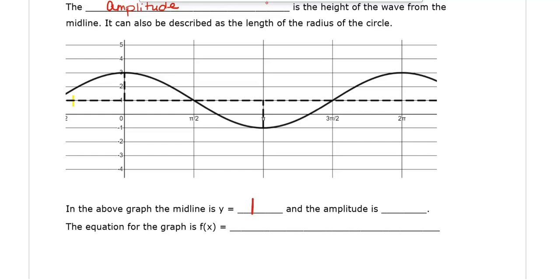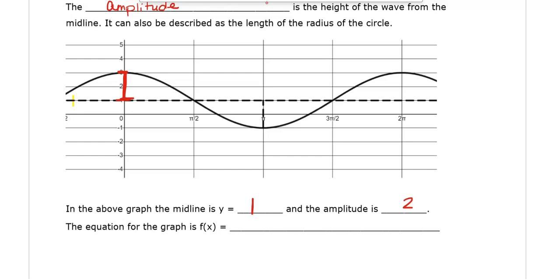Okay, and the amplitude. Well, the amplitude is that distance from that midline to the highest point of my graph. So it's this distance right here. So if I go from 1 to 3, that's a distance of 2. Okay, all right. So then the equation for the graph.